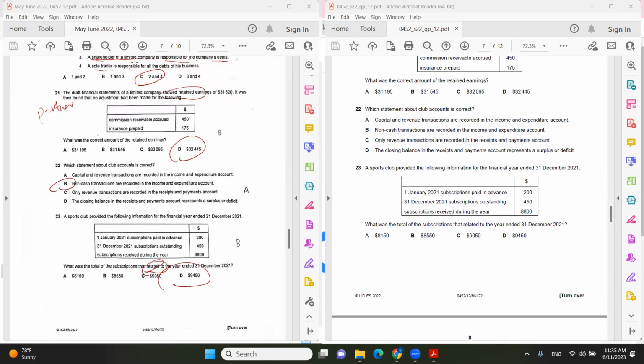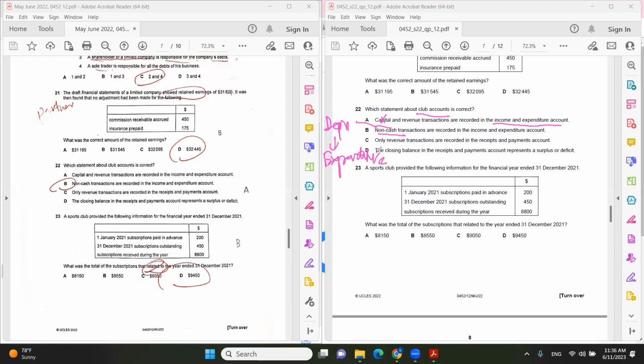Okay, 22. Which statement about the club account is correct? Capital and revenue transactions are recorded in the income and expenditure. Capital transaction means the purchase of a non-current asset. This one we don't put in. Non-cash transactions are recorded in the income and expenditure. Yes, this one refers to our depreciation, and this is under the expenditure.